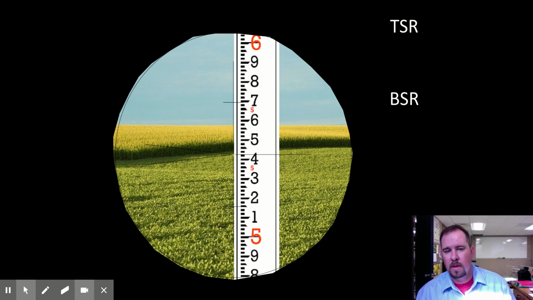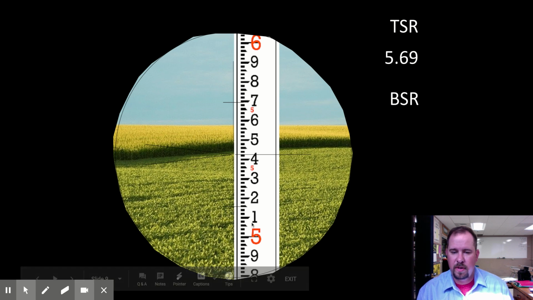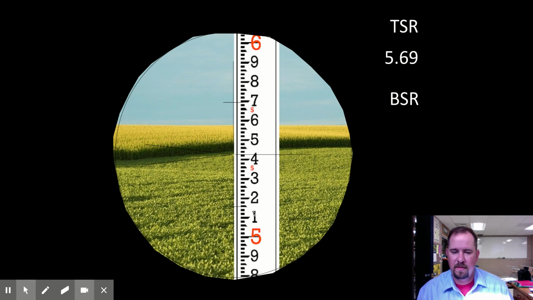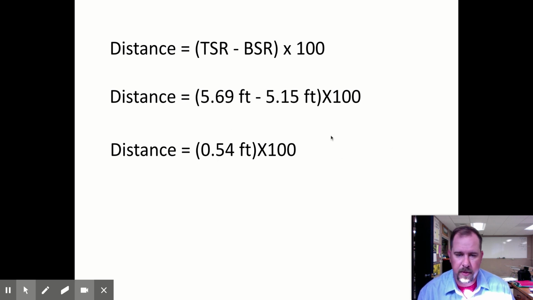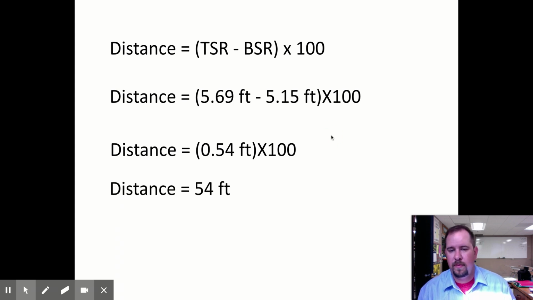All right, next one. We look at the top stadia reading here. Again, 5 is our foot measurement. It looks like a 6, and that's on the 9, so 5.69. And this one down here, 5 again is our foot measurement, 5.15, because it's hitting right there on the 5th place. Got a black 1 there. So 5.15. If we go to the next slide and do the math, 5.69, subtract the two, multiply by 100. You get 0.54 as the difference between the two, the interval. Multiply that by 100 and it's 54 feet.